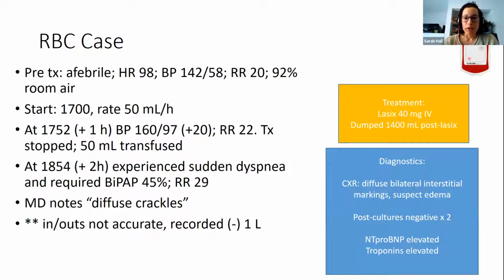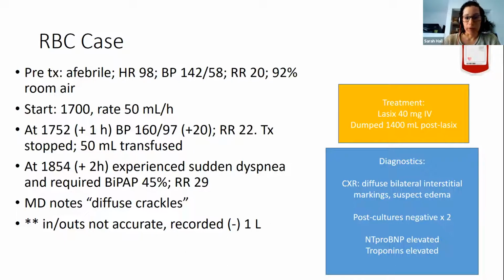Prior to transfusion, her vitals: she was afebrile, heart rate was high normal, blood pressure 142 on 58, respiratory rate 20, and 92% on room air. At the start, an appropriate slow rate of 50. After 52 minutes, about an hour, the blood pressure had increased to 160 on 97, which is a jump of 20. Respiratory rate was about the same at 22. The transfusion was stopped and 50 mL of the unit had been transfused because they did not increase the rate.